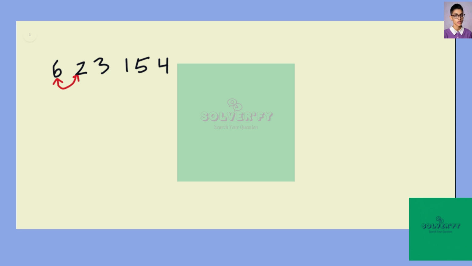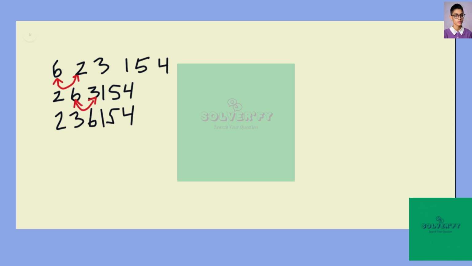Okay, so then that's going to give us 2, 6, 3, 1, 5, 4. Then we're going to do the same thing, but we're going to start at the second index. Okay, so is 6 less than 3? No, so we will switch those two. All right, so that gives us 2, 3, 6, 1, 5, 4.